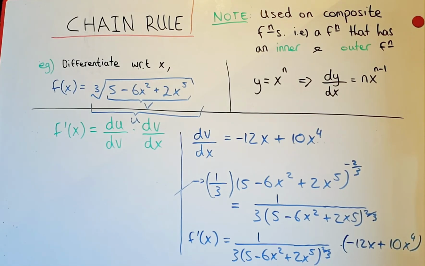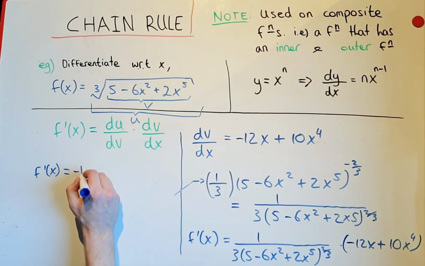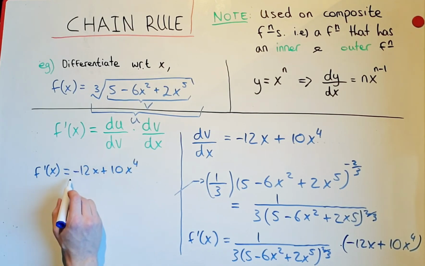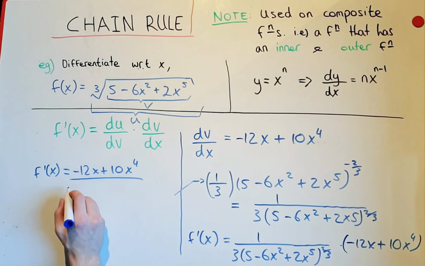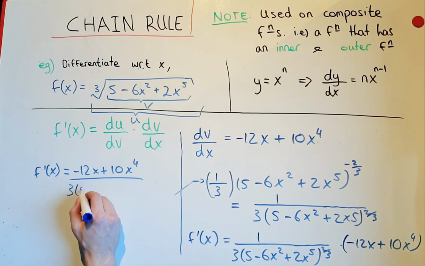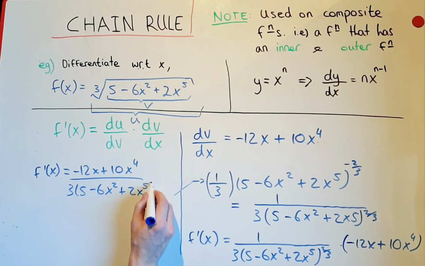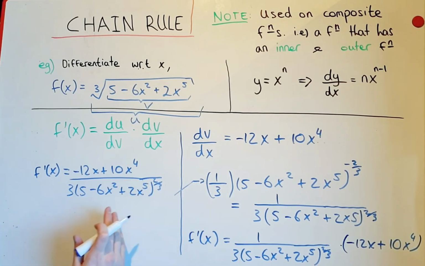So our final result is this, but we can just multiply this section of the equation over here just to have it as a single fraction. So doing that, we're going to have our f prime of x is going to equal minus 12x plus 10x to the 4, and that's all divided by this expression here, which is 5 minus 6x squared plus 2x to the 5 over 2 thirds here. You can tidy that up once more.